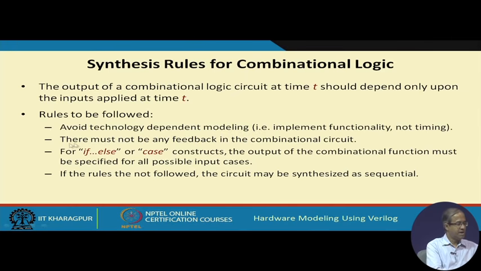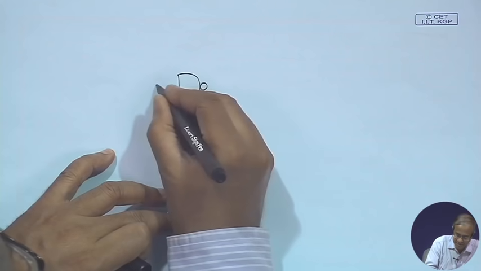So, this kind of technology dependent modeling is not allowed when you are trying to synthesize combinational circuits. Secondly, of course, in a combinational circuit there is no feedback. So, your netlist or your circuit must not have any feedback. Feedback means some connection from the output of a circuit to the input of a circuit. Let us take an example. Suppose I have a circuit like this.